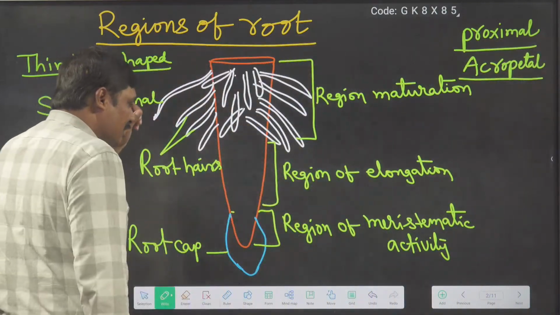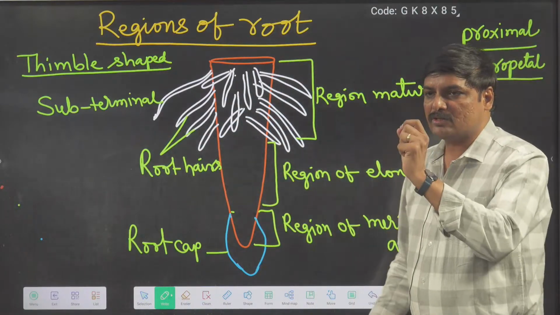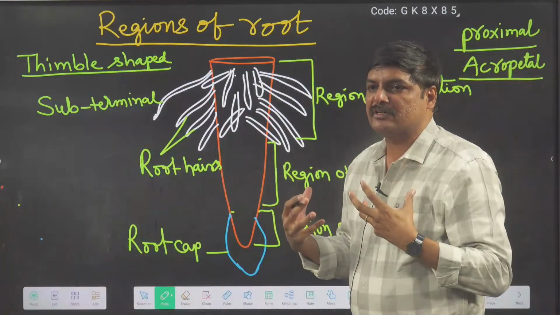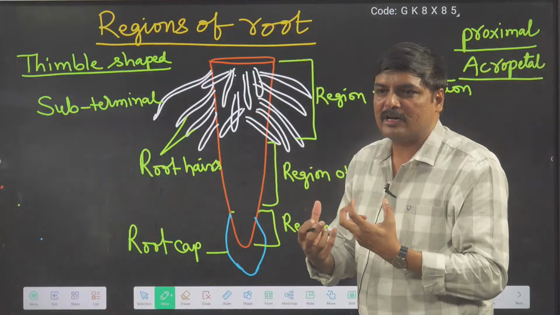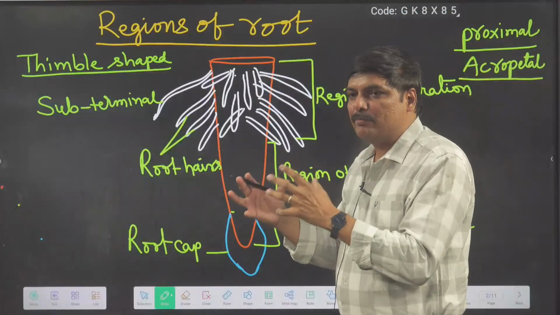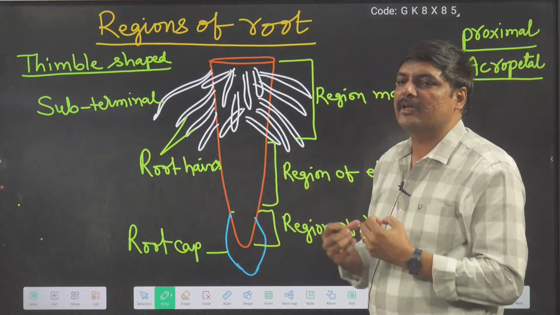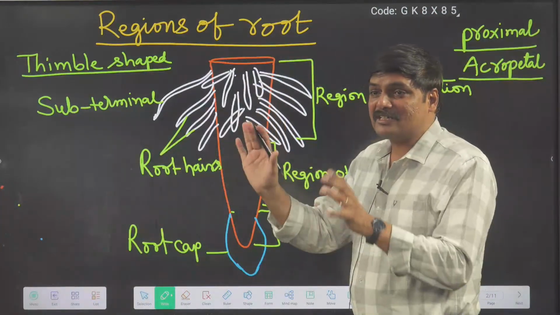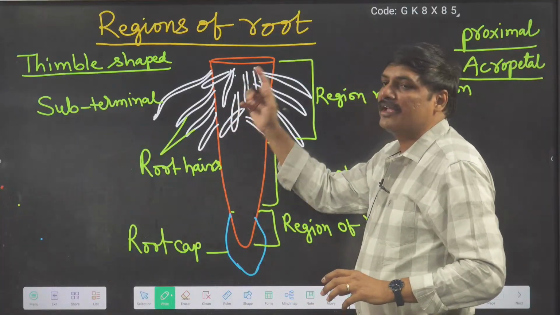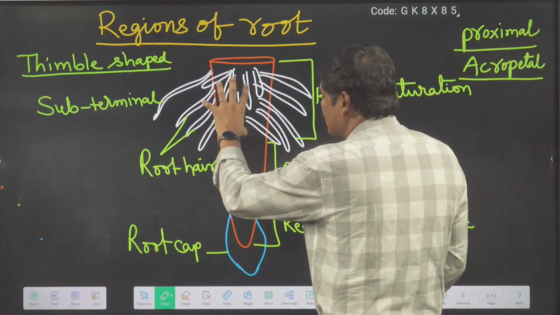These root hairs are meant for absorption of water and minerals from the soil, and they increase the surface area of absorption. The more the root hairs, the more water is absorbed. So root hairs play a very important role in the absorption of water and minerals from the soil. All epidermal cells do not produce root hairs. Only some epidermal cells produce root hairs, in the region of maturation.